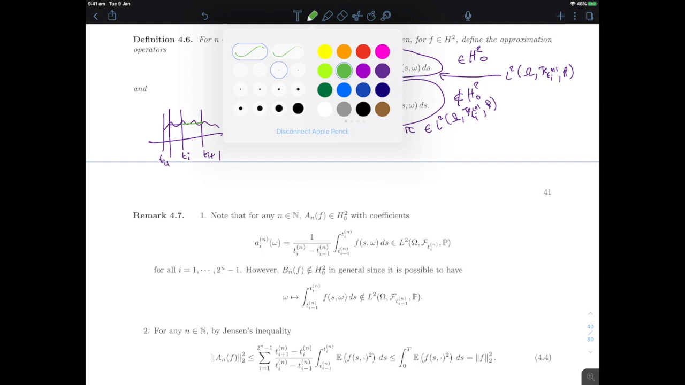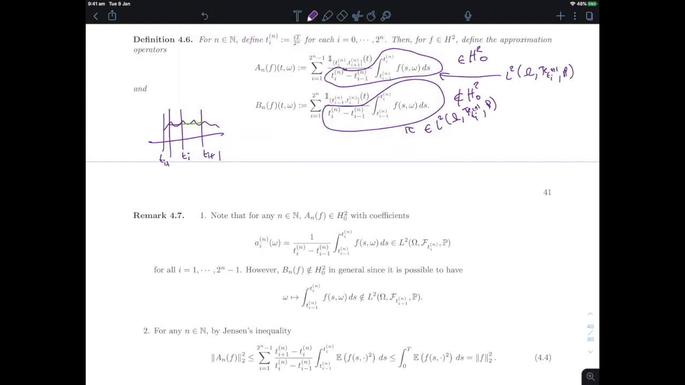So this looks a little weird. For AN, why would you replace a function by its average before the starting point of your interval rather than the average on the interval? Well, in order to be adapted, in order to only use information coming from the past, no information coming from the future. So AN makes sense from the point of view of adaptedness.